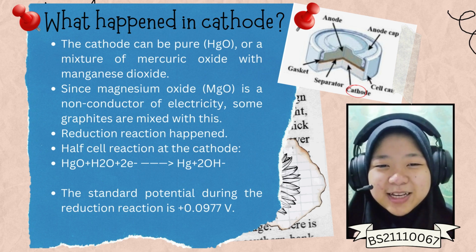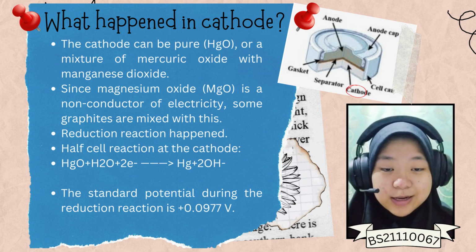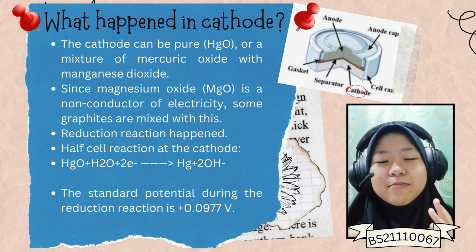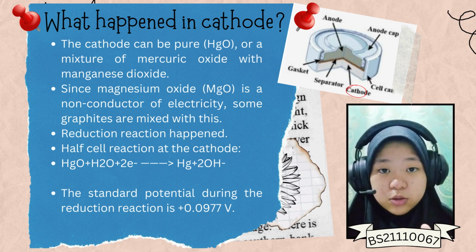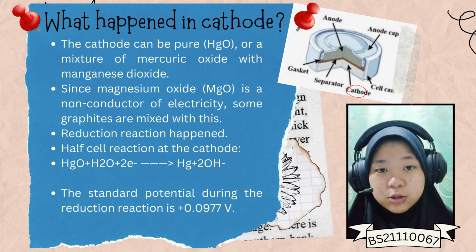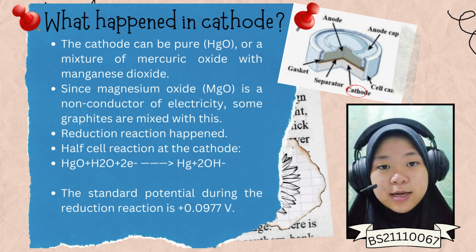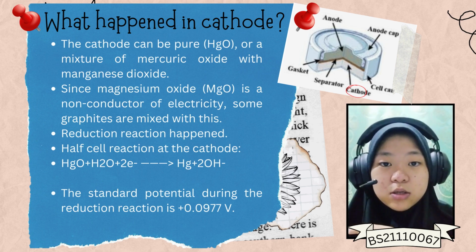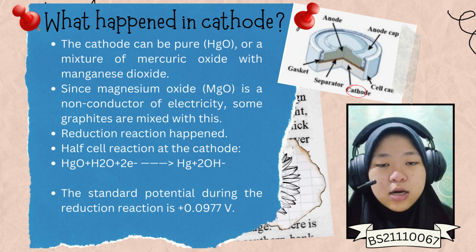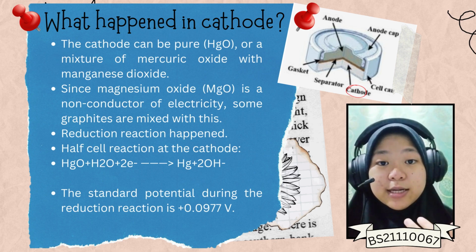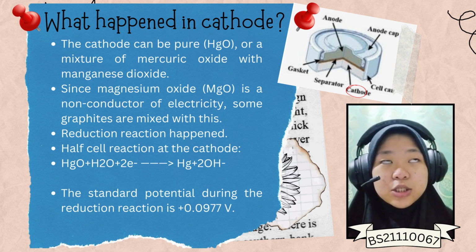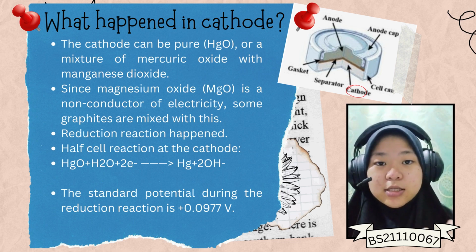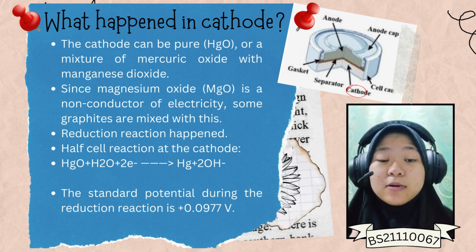To put it simply, the reduction reaction will happen where mercuric oxide gets reduced, which means it will gain electrons to form elemental mercury. On the screen right now, you can see the half reaction. Mercury oxide is accepting electrons because of the oxidation at the anode, and the products are mercury and hydroxide. By the way, since mercury oxide is non-conductive, it needs to be mixed with a little bit of graphite.